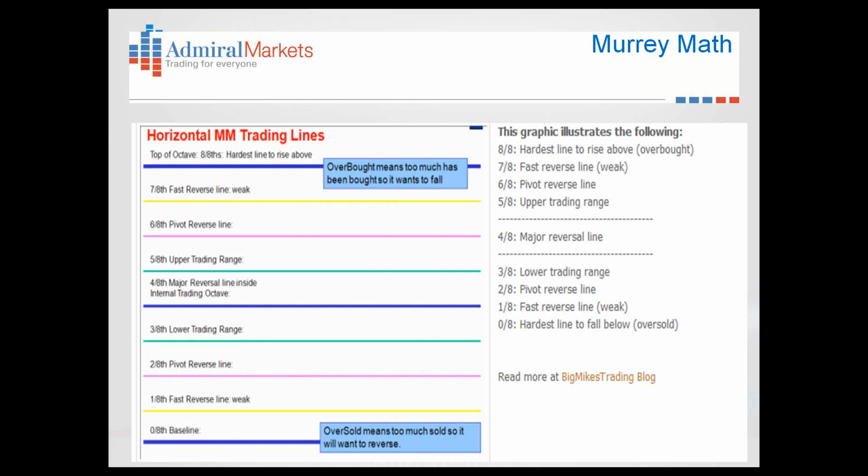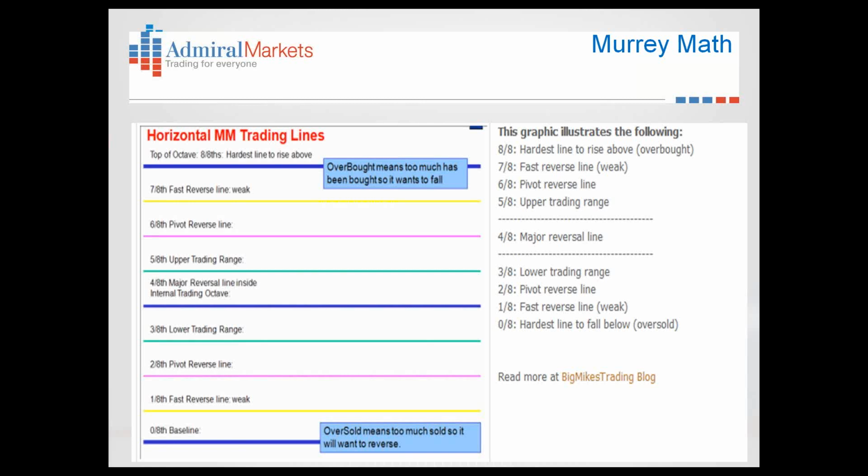That is only one part of the Murray Math trading strategy: trading bounces off those lines. You can see in this illustration we have all levels from 0/8 to 8/8. 4/8 is the major reversal line, usually called the pivot point of Murray Math. The range between 3/8 and 5/8 is the normal trading range, and price tends to consolidate on these levels before falling to 3/8 or rising to 5/8 beyond this trading range.